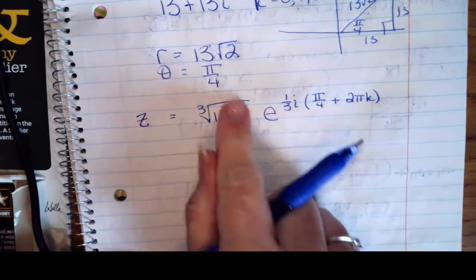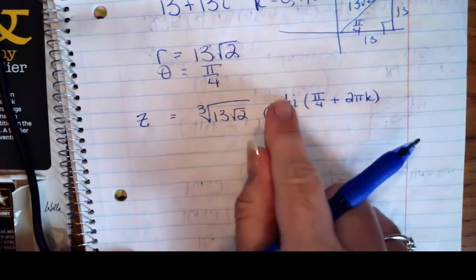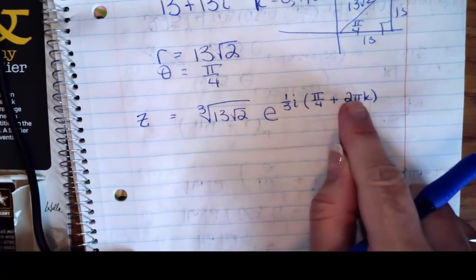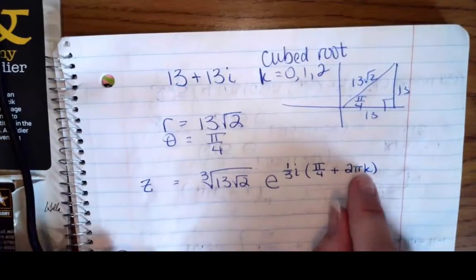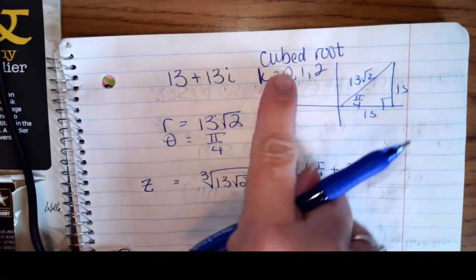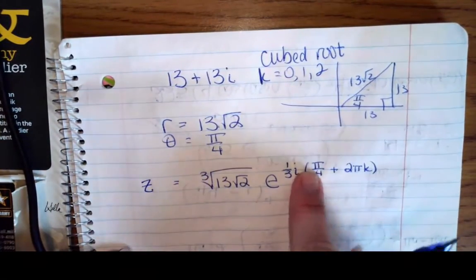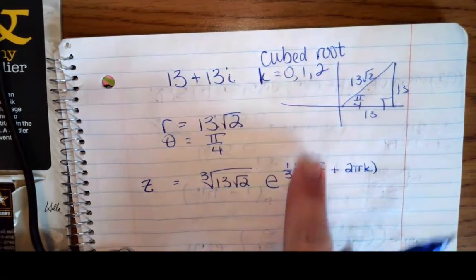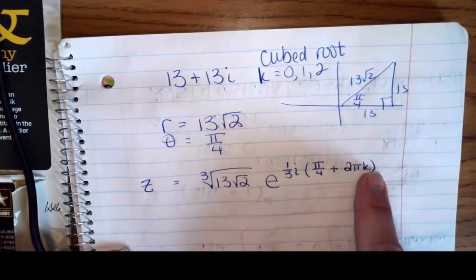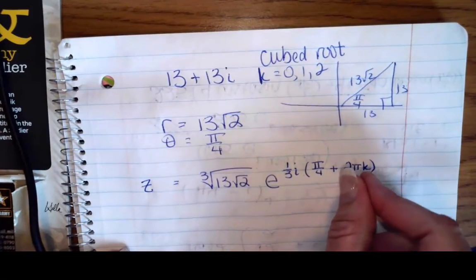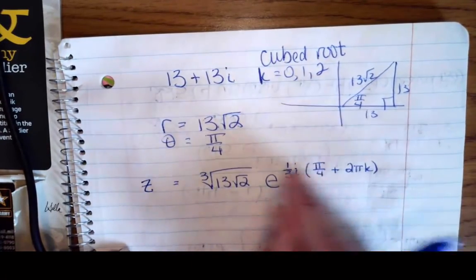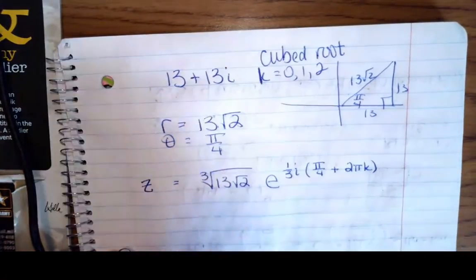Okay, so I've already got this part set up. I've already got this part set up. All I've got to do is figure what this is 3 times. And this is where k comes in. The first time you're going to use a 0. So 2 pi times 0 is just going to give you pi over 4. Then I'm going to use a 1. So I'm going to have 2 pi times 1. So I'm going to have to add 8 pi's over 4 to pi over 4 and then simplify. And then I'm going to use a 2.